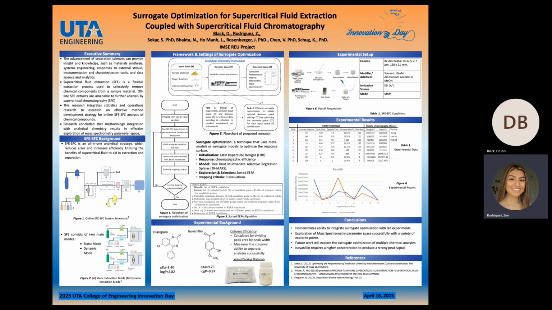Going into the conclusions, this research demonstrates the ability to integrate surrogate optimizations with analytical lab experiments. Additionally, the exploration of the mass spectrometry parameter space was successful with a variety of different explored points. Future work will integrate the exploitation portion of surrogate optimization as well as integrate the surrogate optimization of multiple chemical analytes. Lastly, on the chemical side, isovanillin requires a higher concentration to produce a strong peak signal.